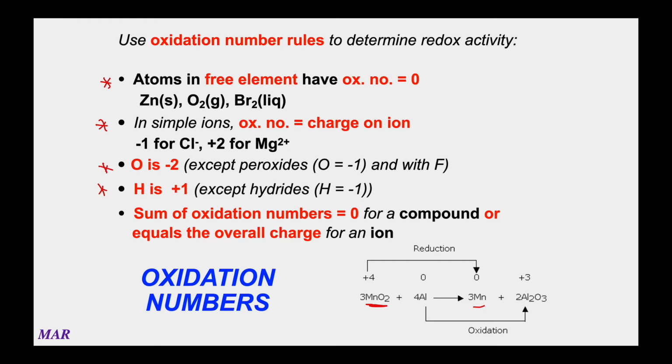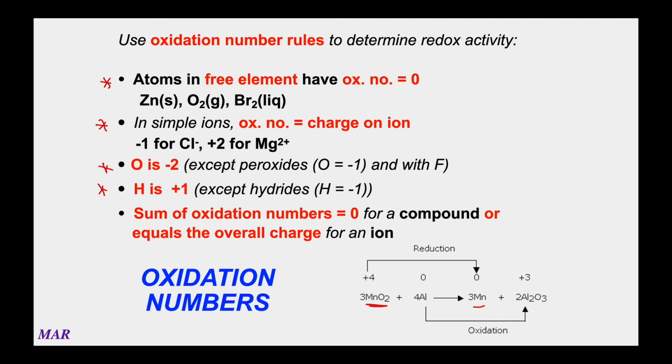So your manganese is going from a +4 to a 0, and the only way that can happen is if it gains 4 negative electrons. That would allow it to go from +4 to 0. So that means your manganese is being reduced, all right?